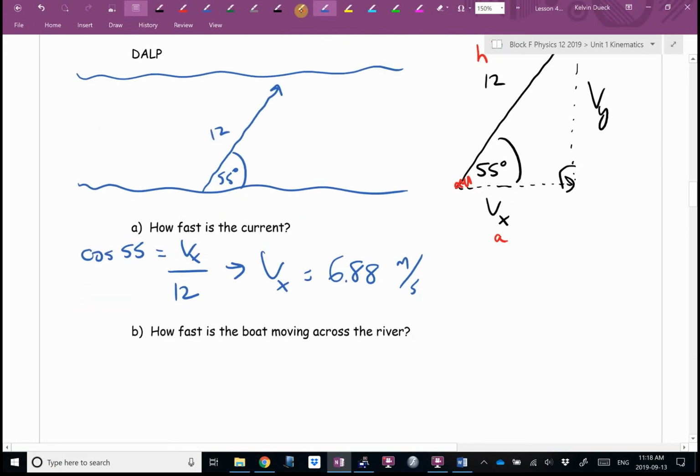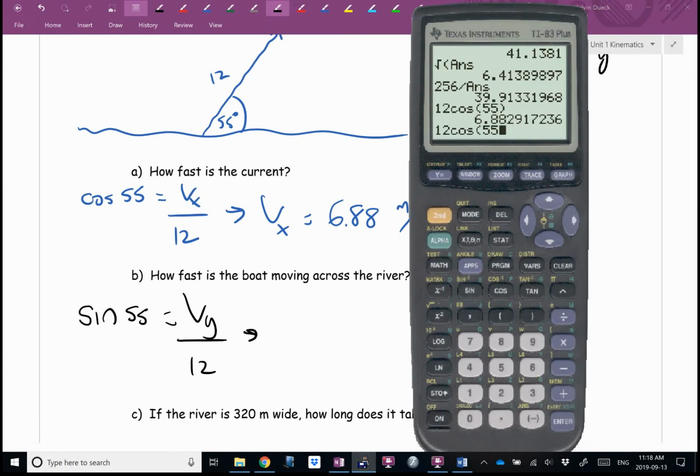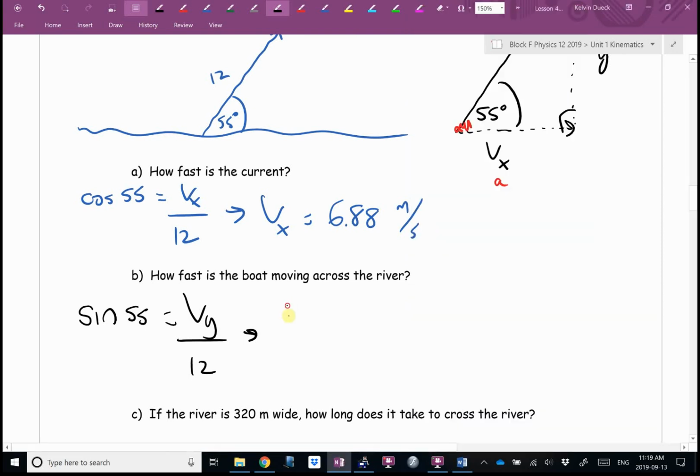How fast is the boat moving across the river? Well, that's Vy. And it turns out to be sine 55 equals Vy over 12. Vy ends up being 9.83 meters per second.